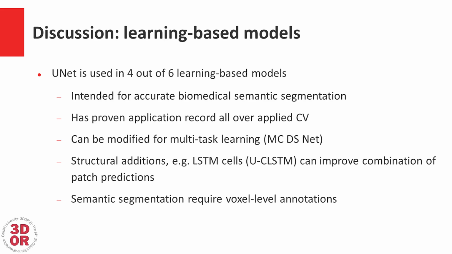Four out of six methods at least partly used U-Net architecture. It was originally intended for biomedical semantic segmentation and has a proven record all over applied computer vision. Additions of multitask cascades like MCDSNet can really make it a very competitive approach. Moreover, there are dozens of modern U-Net advancements like U-Net 3+, U-Net++, or U-CLSTM, for example. So if you have annotations for training such a network, we believe it is a very straightforward implementation and can be the first option to try.